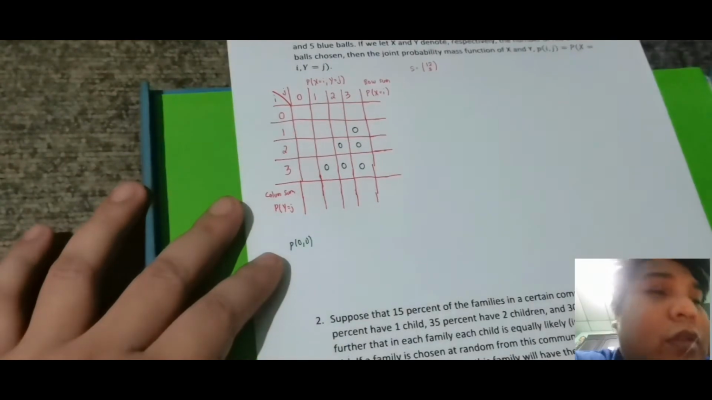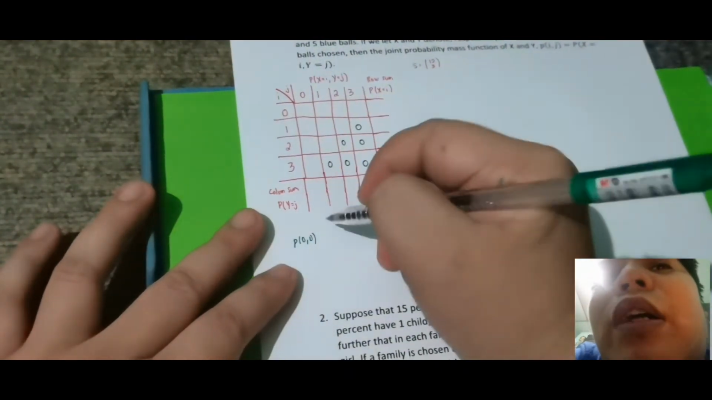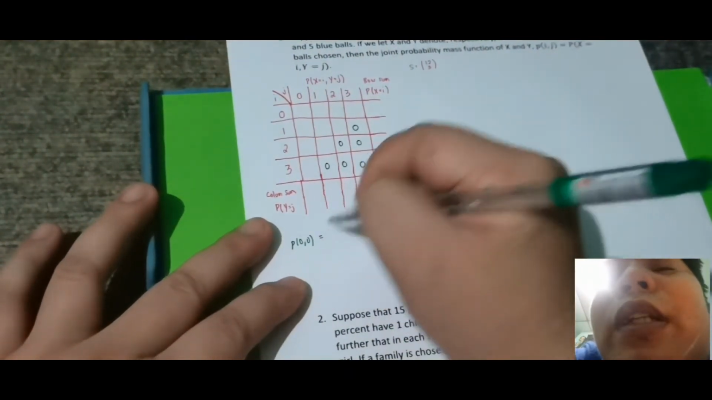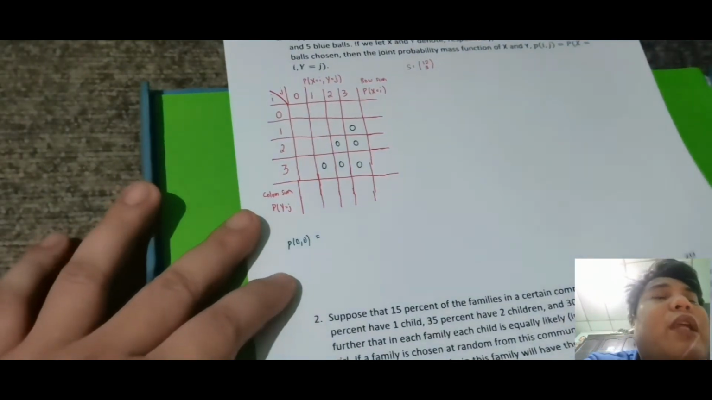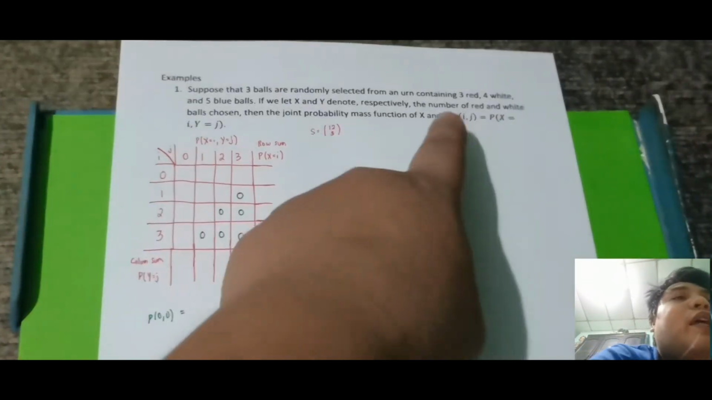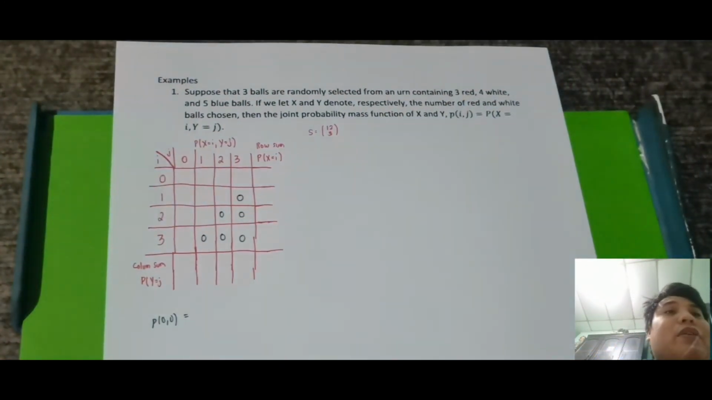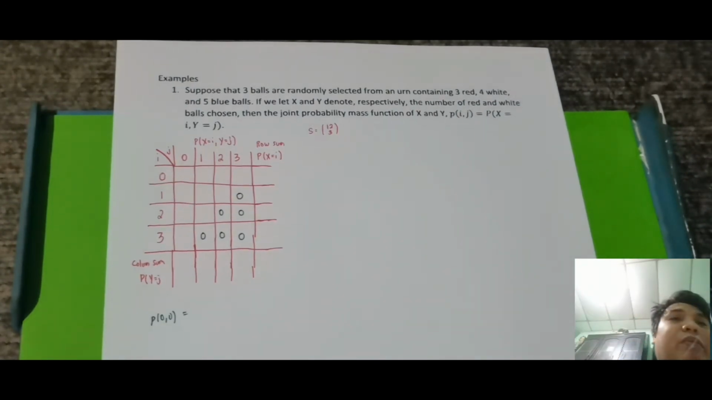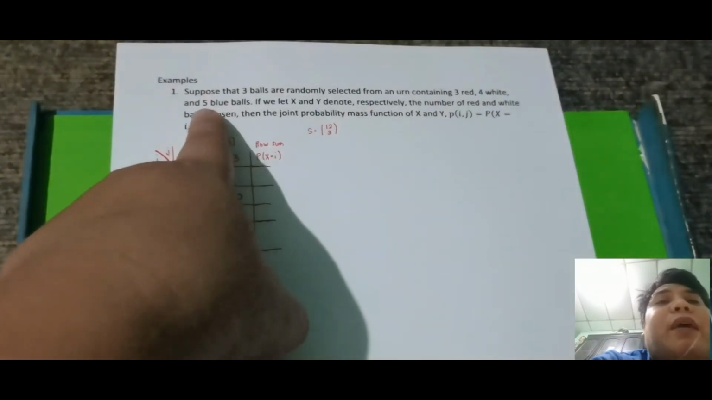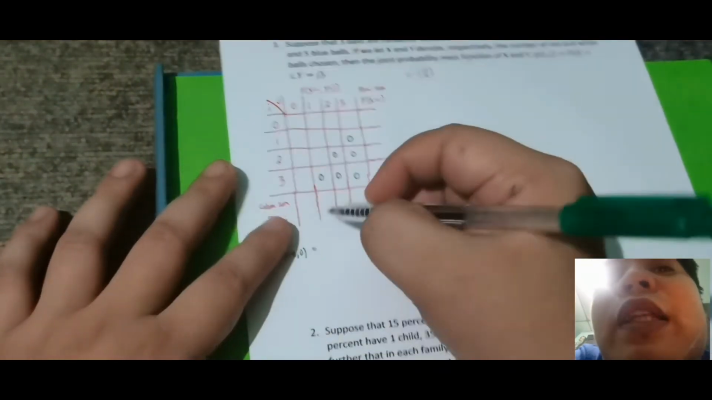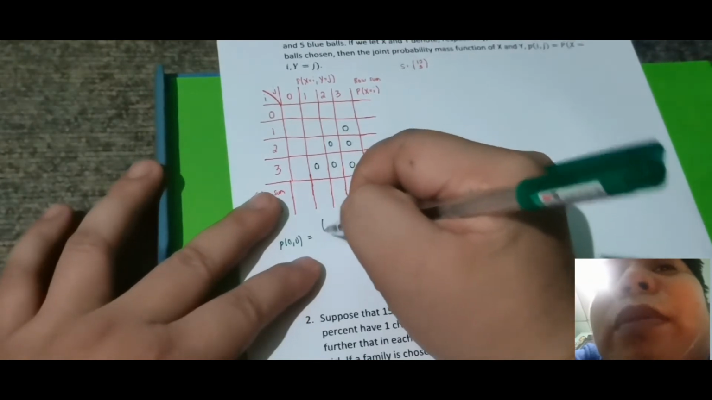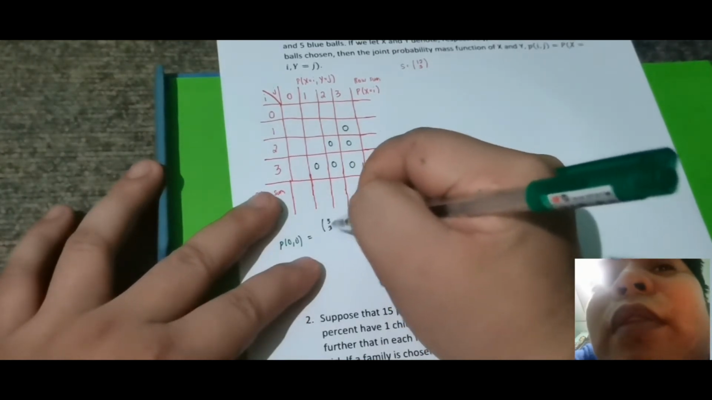The probability of (0, 0), ano to? Ang probability ng (0, 0), since wala tayong mapipili dun sa red and white natin, kasi (0, 0) yung red. Pero magdodraw pa rin tayong tatlong bola. Since wala tayong mapipili sa red and white, si blue ball ang piliin natin. Si blue ball is 5. So sa blue ball lang mabubunot natin. Ang combination sa taas is 5 taken 3.